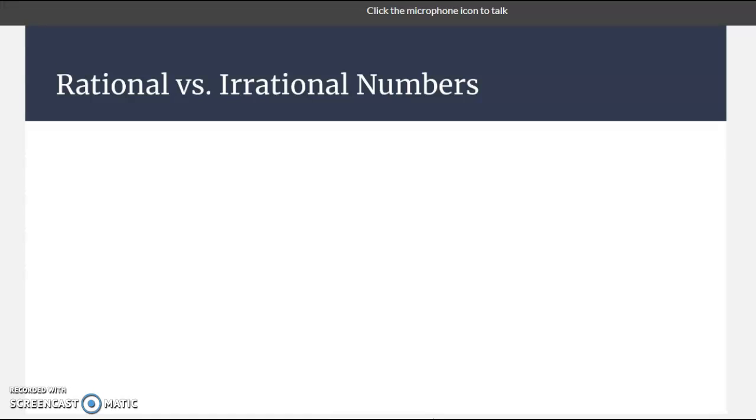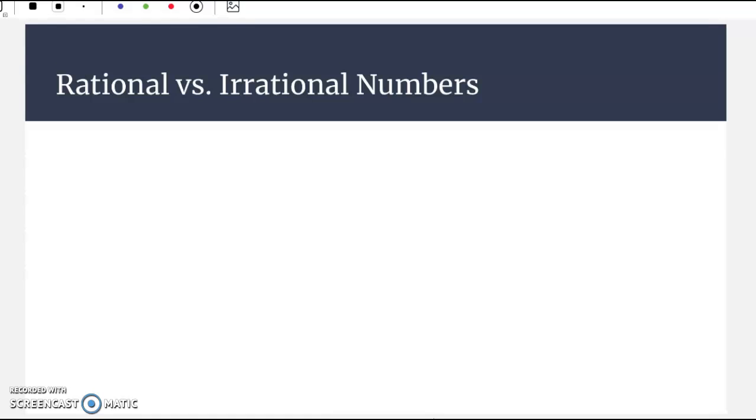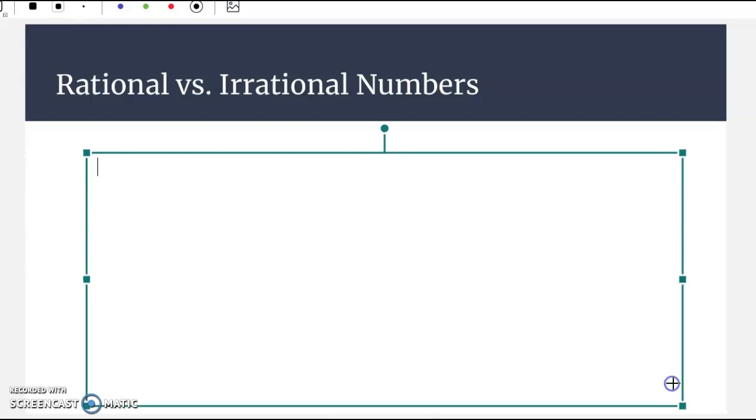Welcome back, everybody. Today we're talking about rational versus irrational numbers. Now, just to give real quick definitions of each one.